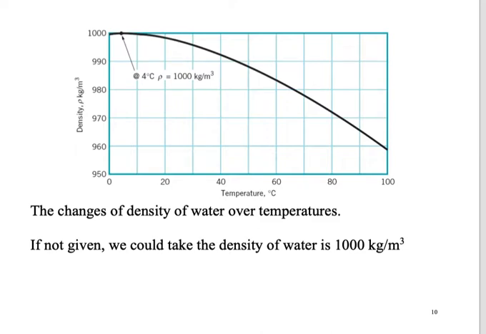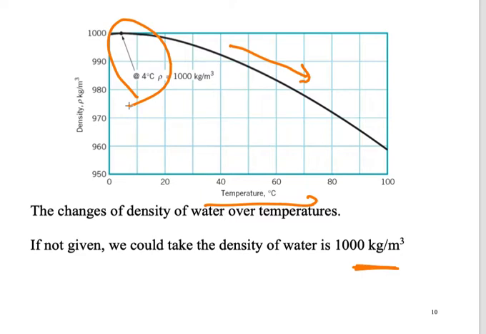This is the graph of the density of water. We found that if the temperature increases, the value of density will decrease. Normally we could take the density of water as 1000 kilogram per meter cube. However, for the specific one, the density of water equals 1000 kilogram per meter cube only at 4 degrees Celsius. But normally in your calculation, it is okay for you to use the density of water as 1000 kilogram per meter cube for any temperature of water.